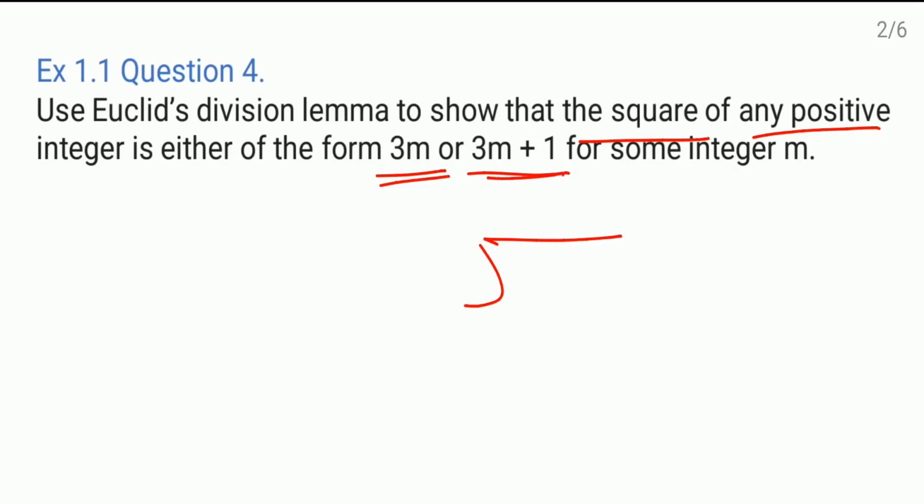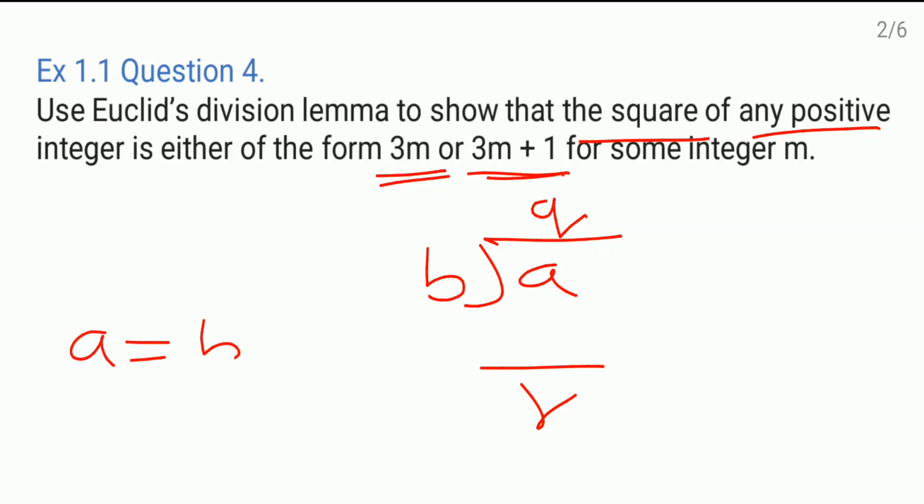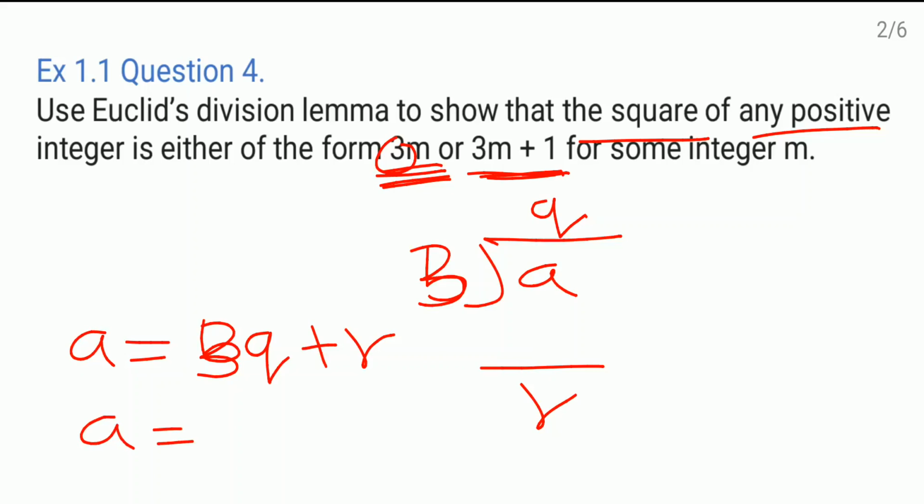Now here suppose my integer is a and this is divisor, this is the remainder, this is the quotient. So according to the Euclid's division lemma, we write down here a which is equal to bq plus r, right? But at this place our b is what? B is 3. Look at the format here, 3m or 3m plus 1. So 3 is always what? It is the divisor. So at this place what I will write down? 3. So the format of our integer is 3q plus r. Okay, this is the format.